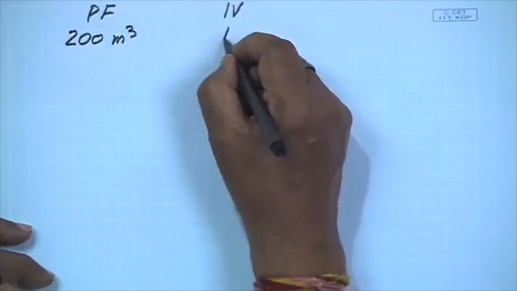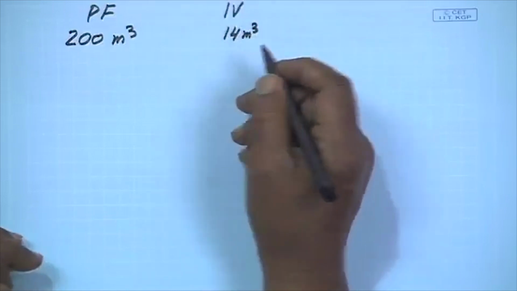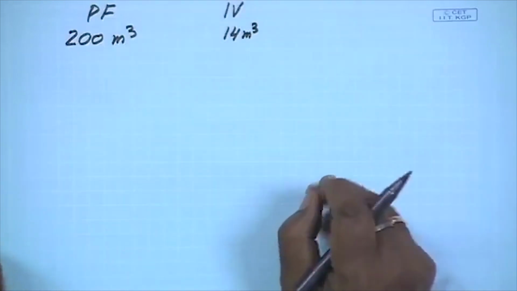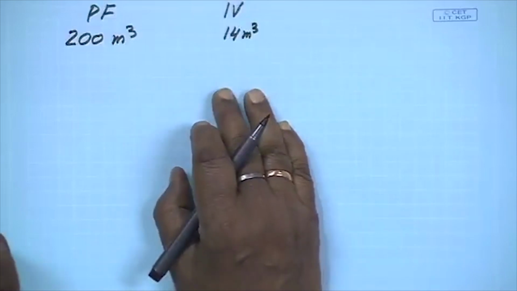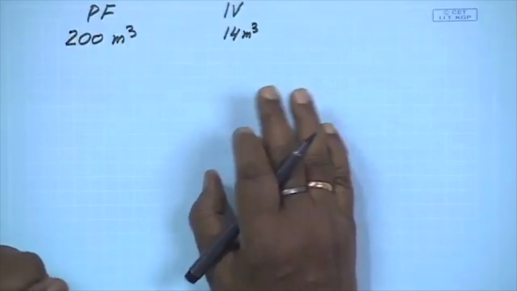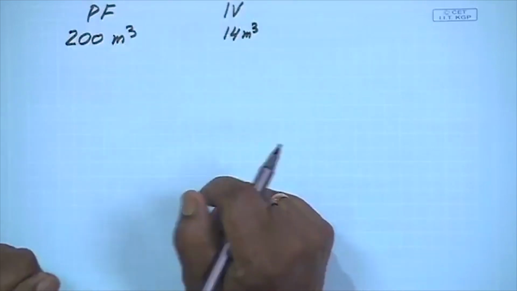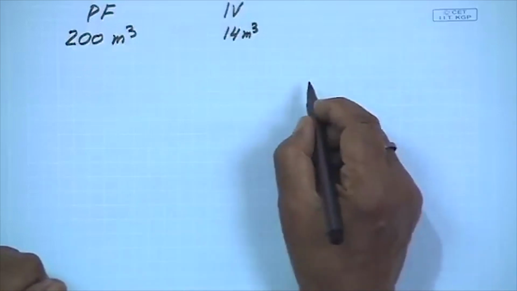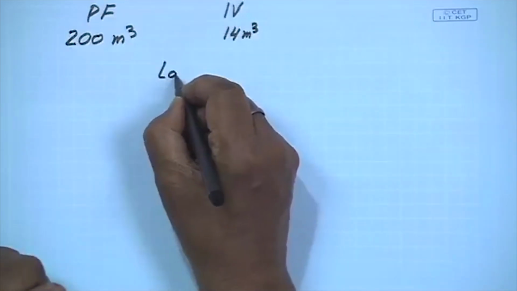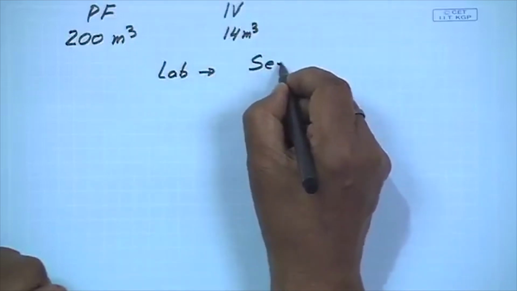In our case it was 14 cubic meter, which means 14,000 liters. We cannot prepare 14,000 liters of culture in the lab. That is why you have to prepare this inoculum in the fermentation plant itself. So what we do in the lab is prepare the seed culture.